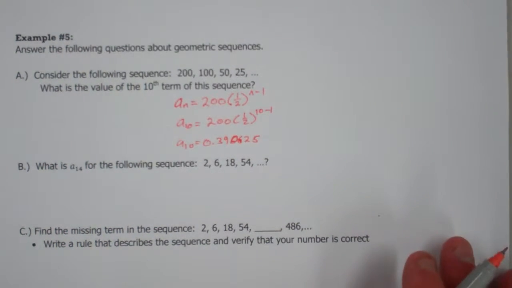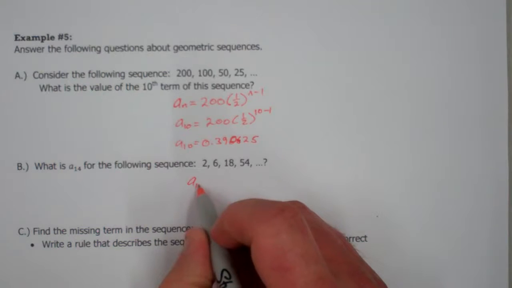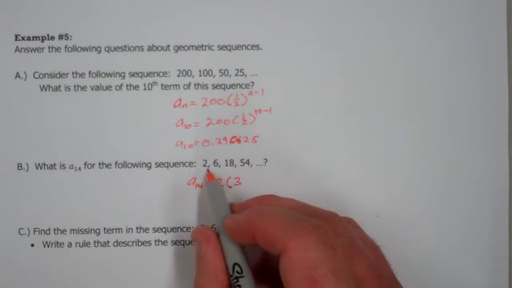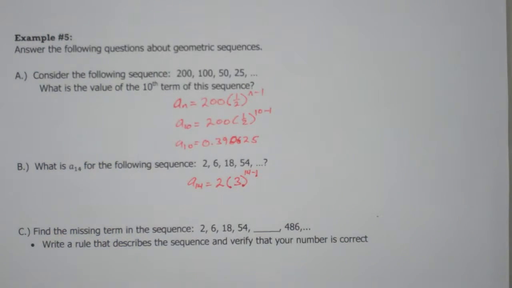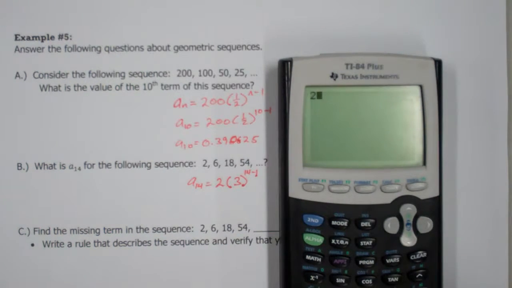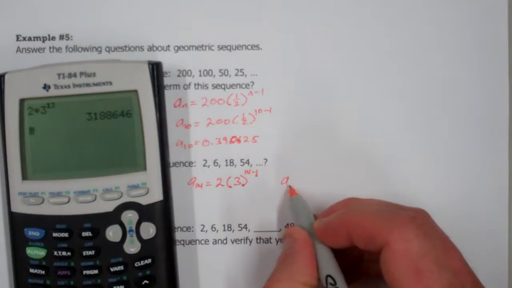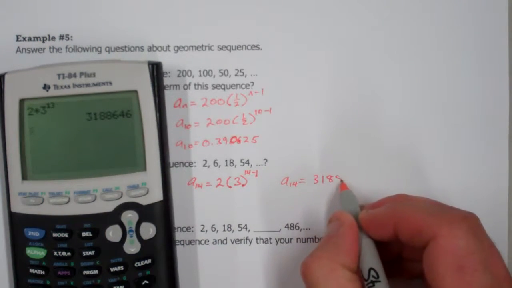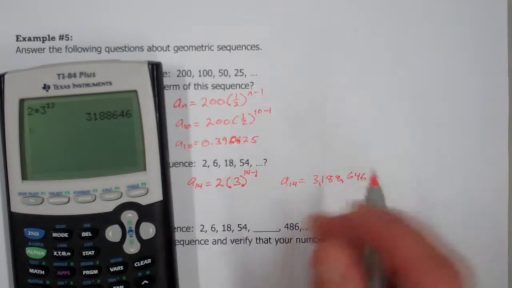In part B, we want to know A sub 14 for the following sequence. Well, A sub 14 is going to be A sub 1, which is 2, times R, and I think R is 3. We multiply by 3 each time. All raised to the 14 minus 1 power. When we type this into our calculator, we can just do 2 times 3 to the 13th power, that's 14 minus 1, and see what we get. You can see here that the value of the 14th term in this geometric sequence is going to be 3,188,646.